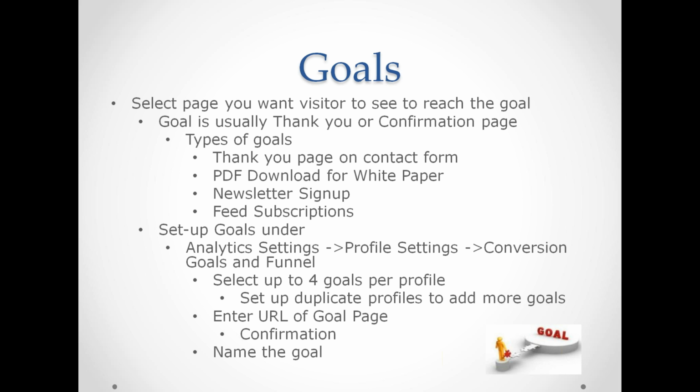You want to set up your goals, and you want to do that under analytics settings, profile settings, conversion goals, and funnel. You want to select up to 4 goals per profile and set up duplicate profiles to add more goals. You can enter the URL of your goal page, so let's say it's a confirmation page, and then name that goal. And then Google Analytics will keep track of all of the data for that goal or for that campaign that you're running.